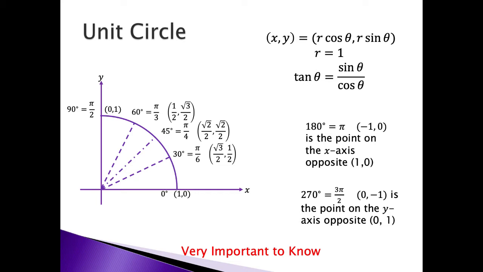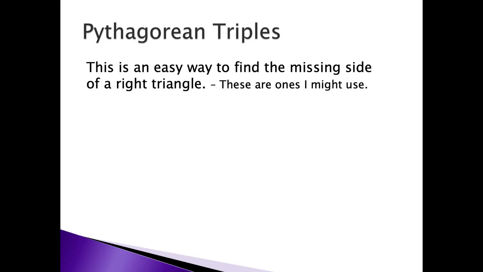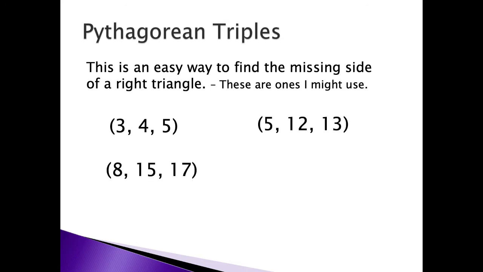The next thing that will be very helpful are Pythagorean triples. And these are the 4 that will be the most common that I will use. So 3, 4, 5; 5, 12, 13; 8, 15, 17; and 7, 24, and 25. These are the 4 that I will most likely use throughout the whole course. And I'm just going ahead and giving them to you now.